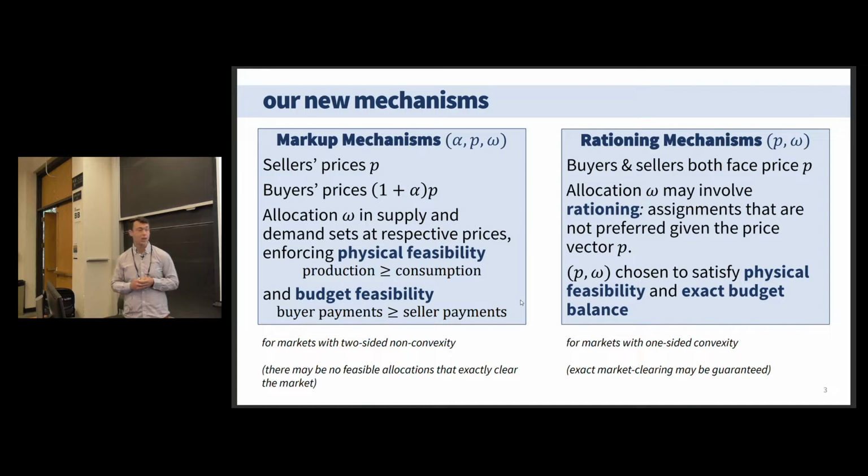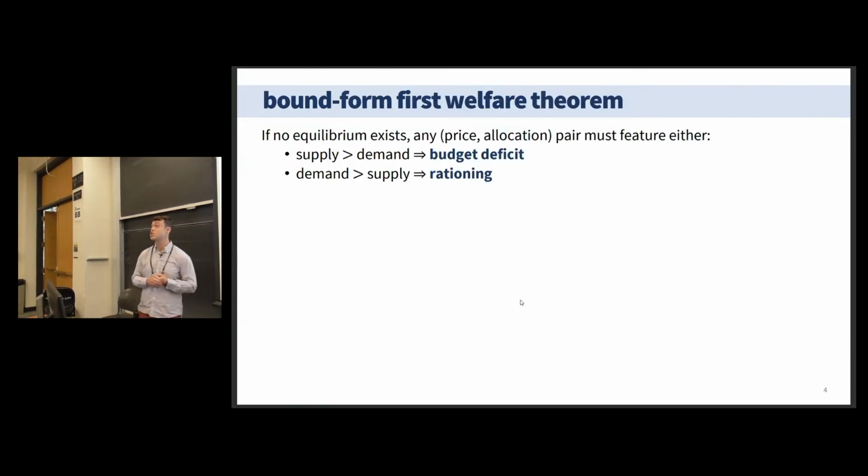But we will choose the price and allocation so as to satisfy physical feasibility as before, and an exact budget balance condition. And so later on, I'm going to show you that mechanisms of this flavor exist and perform relatively well in large markets. But before I do that, I want to introduce our main piece of machinery for establishing our results, which is called the bound form first welfare theorem.